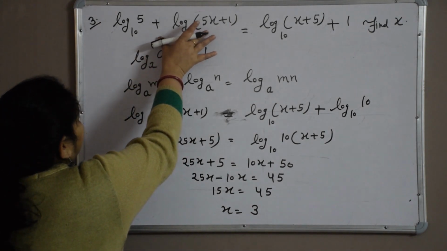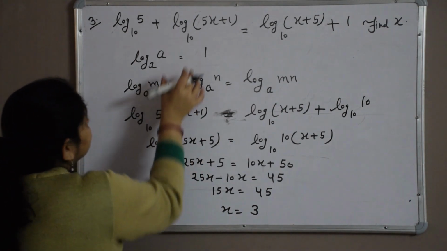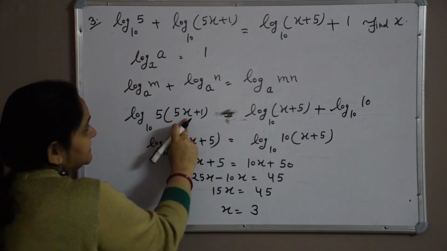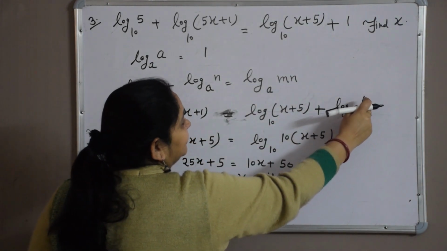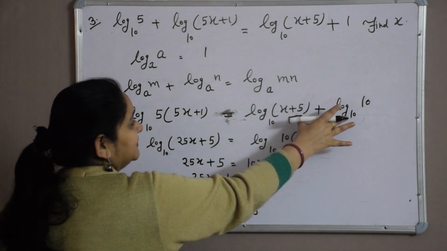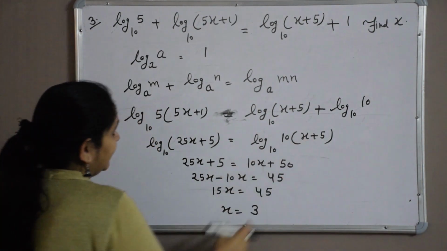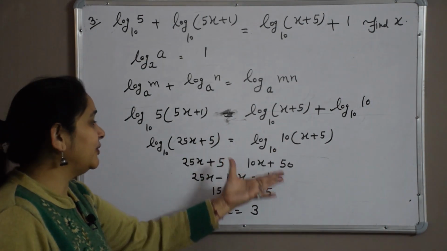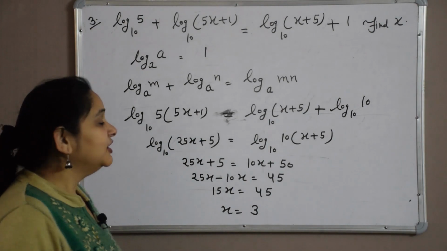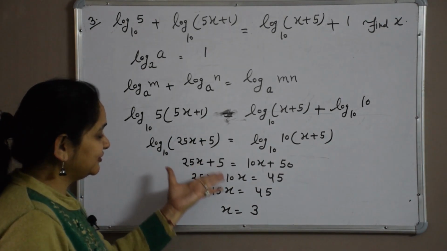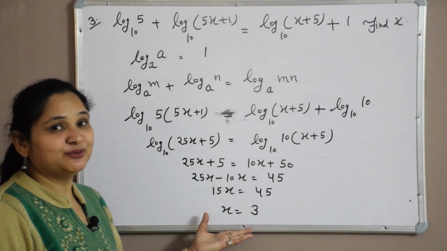So this property we are using, the sum of them converts into a product. So here log of 5 into 5x plus 1 is equal to log of this plus this one, I have written log of 10 to the base 10, and here again I am using the mn product property, log of 10 into x plus 5. Again we are just equating them because they are having the same base, and we are taking the log of these two numbers. Therefore by equating and solving, we got the value of x is equal to 3.